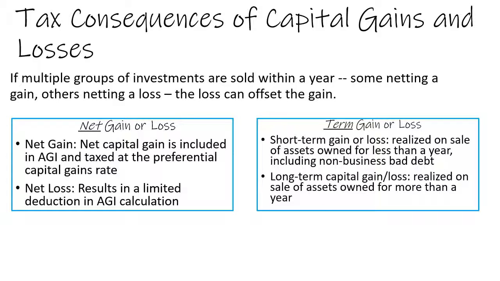There are also short-term and long-term gains and losses. Short-term gains and losses are losses or gains that are realized on an asset that's been owned for less than a year. This includes the write-off of non-business bad debt. A long-term capital gain or loss is a loss or gain that's realized on assets that have been owned for more than a year.